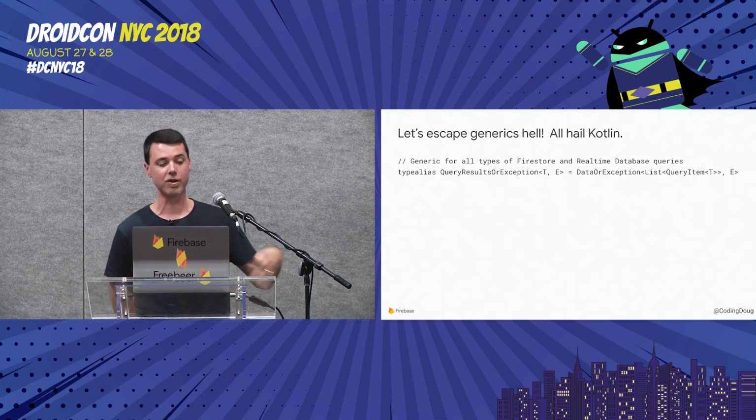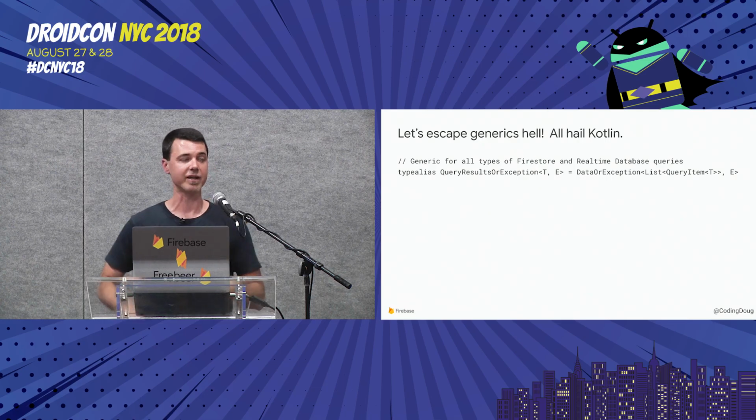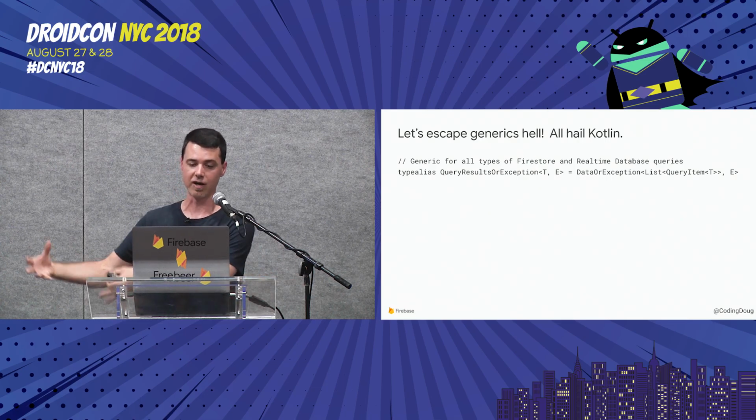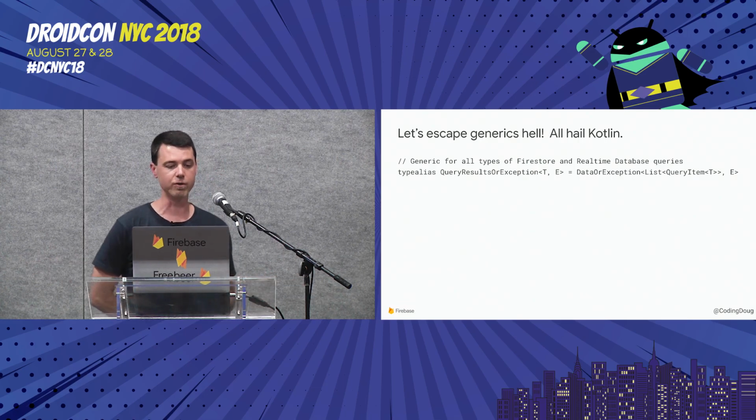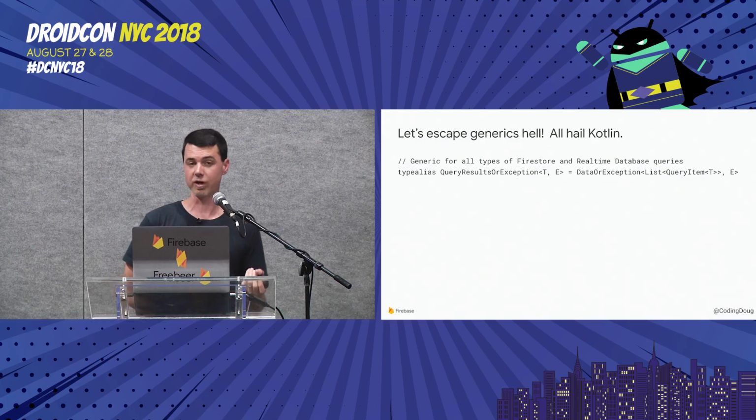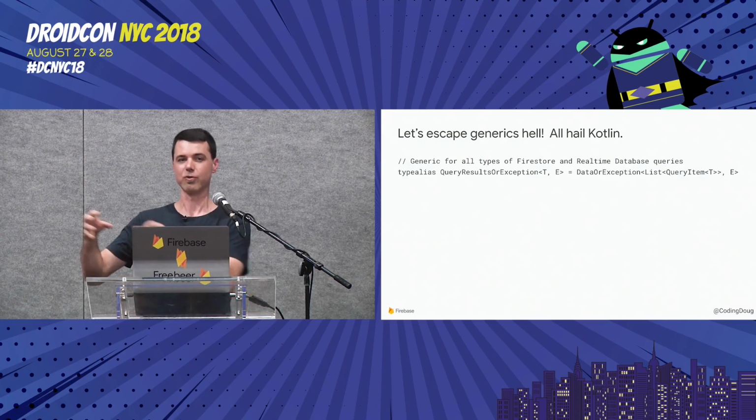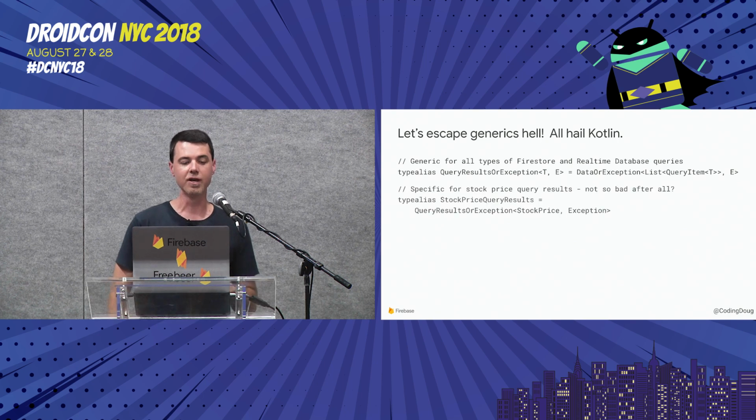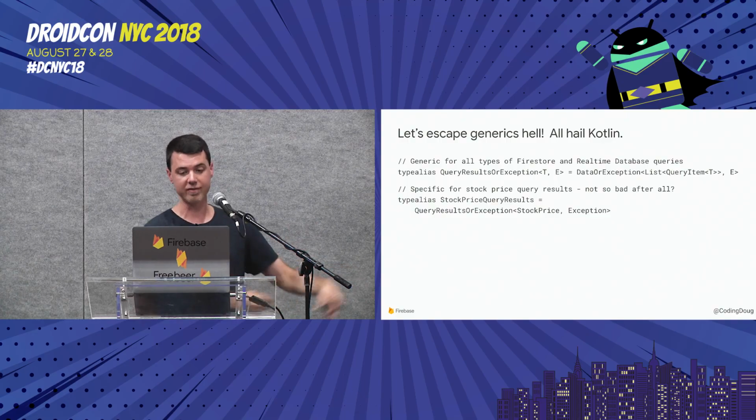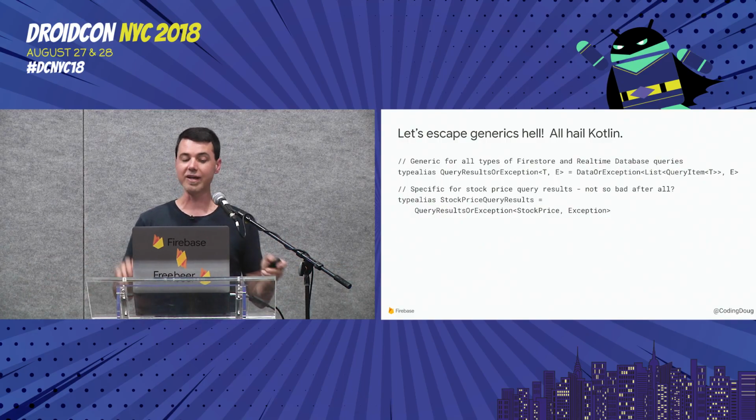Let's use Kotlin. So Kotlin has something called a type alias where you can create a new type that's based on some other type. So what we want to do is create a query results or exception type and make that a data or exception, which is a list of results or an exception. So we're getting a little bit easier. We can make this even simpler for stock prices, where you can say a stock price query results is either a list of stock prices or an exception. This is a little easier to reason about.